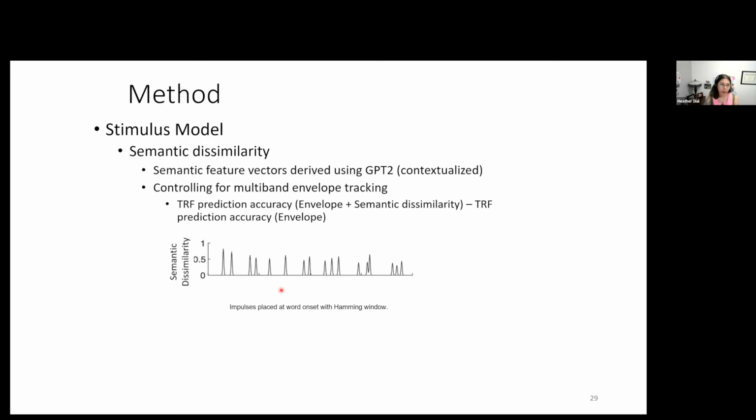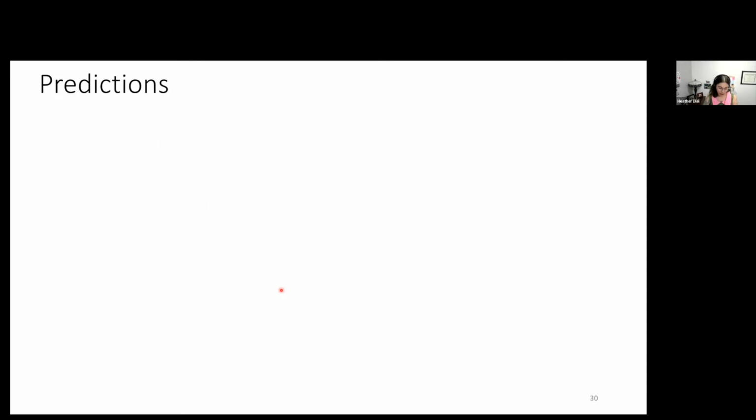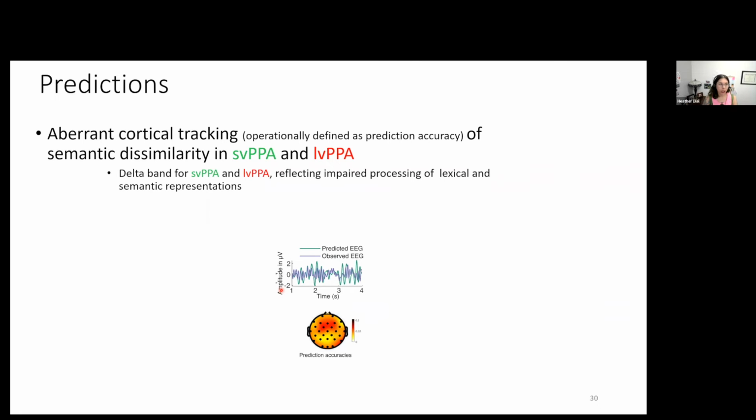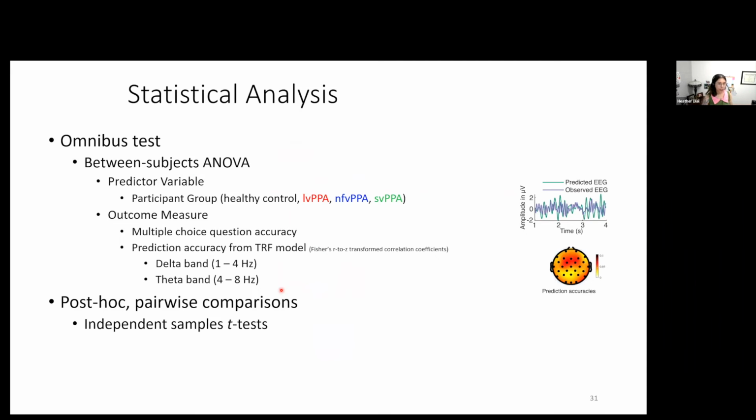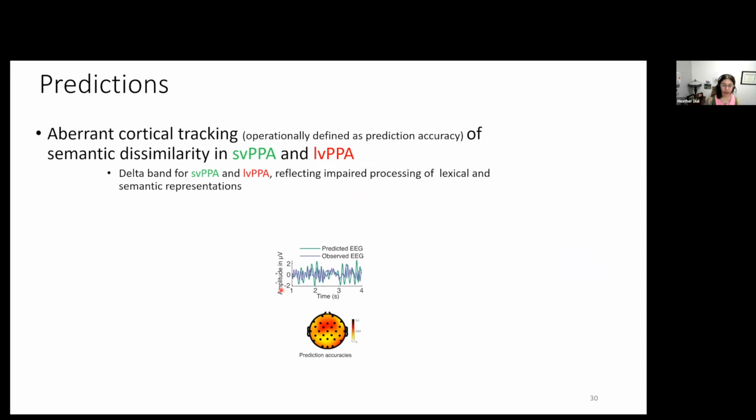So what do we predict here? Okay, so we expected that we would see aberrant tracking of dissimilarity in the semantic and logopenic variant because of the level at which their deficits occur, at the phonological and semantic level. We thought this would probably be in the delta band because this is a word level model, and we thought this would reflect impaired processing of lexical and semantic representations. We didn't predict a difference here for the non-fluent variant, although arguably you might predict that.